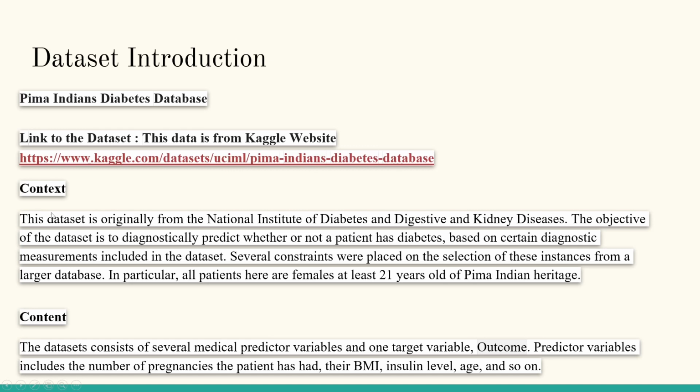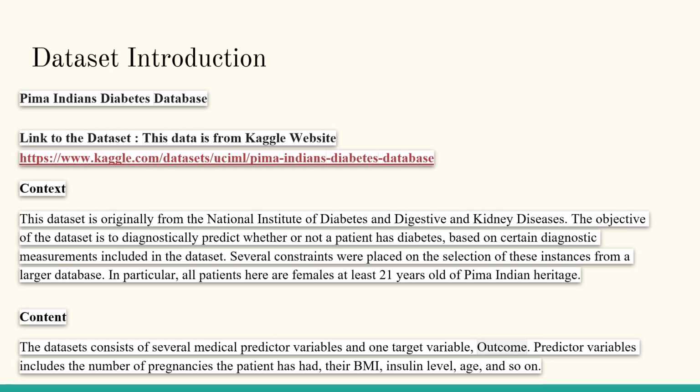So let me give you the context and the content. What does the dataset contain? First we will look at the context. This dataset is originally from the National Institute of Diabetes and Digestive and Kidney Diseases. The objective of the dataset is to diagnostically predict whether or not a patient has diabetes based on certain diagnostic conditions of the patient included in the dataset.